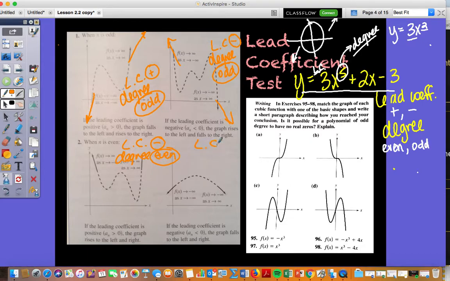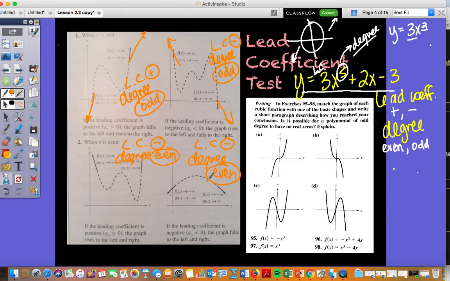Lead coefficient would be negative because they're going low, right? They're going low. And what about the degree? The degree would be even. Nicely done. So the possibilities are rise left, rise right; fall left, fall right; rise left, fall right; or fall left, rise right.